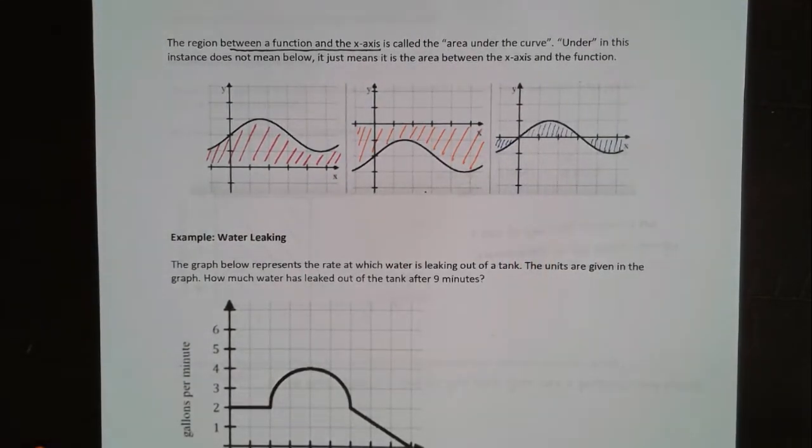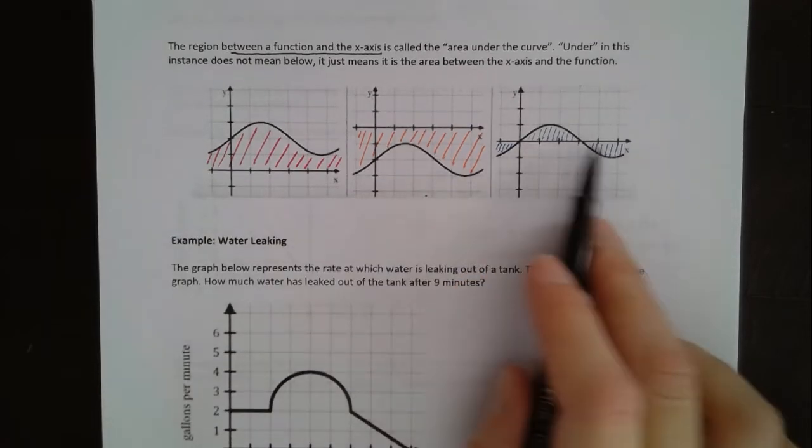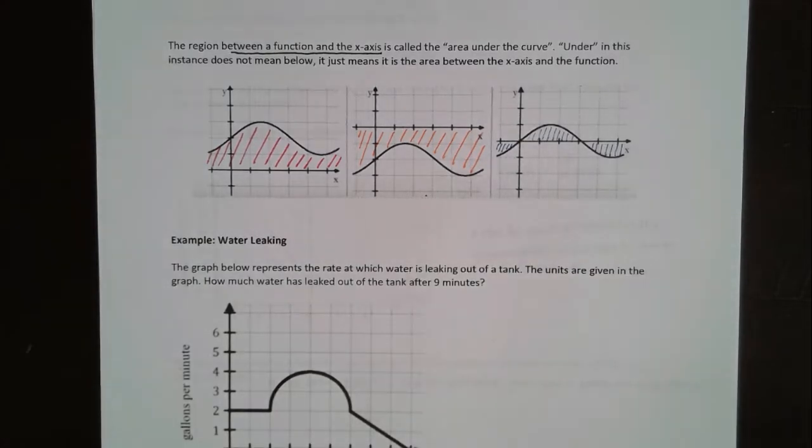So when we talk about the area under the curve, again, it doesn't necessarily mean that it's always going to be under the curve. It's going to be that area that's trapped between the x-axis and the function. And we'll look more at an example of what a curve like that would look like in our last example today.